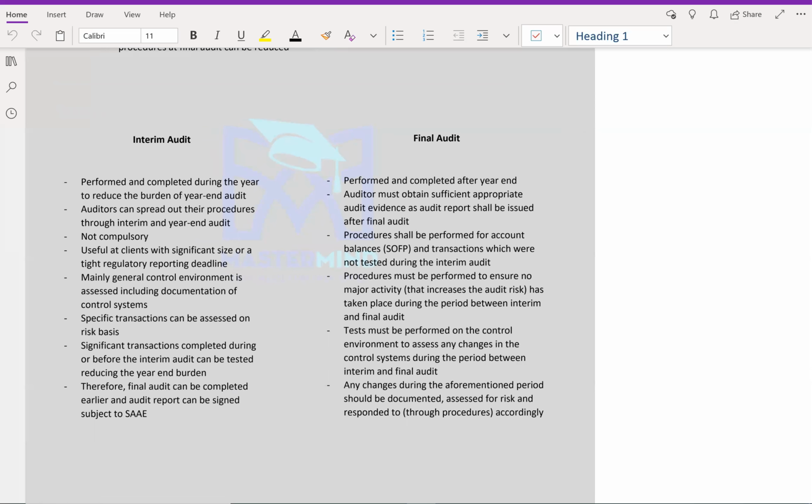there's a bit, compare and contrast of interim and final audit. I'm giving you guys 5 minutes. I want you to read the points and come back to me if you don't get any of the points. All right, 5 minutes. I want you to give a good read.